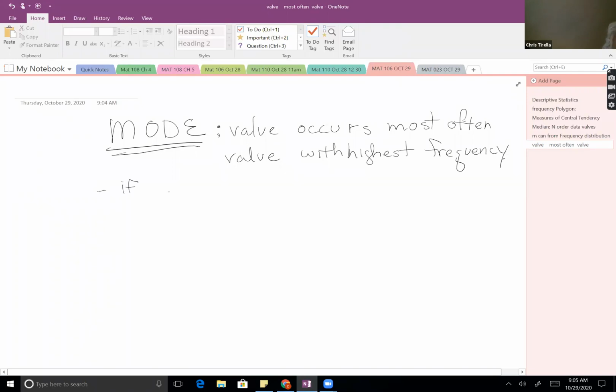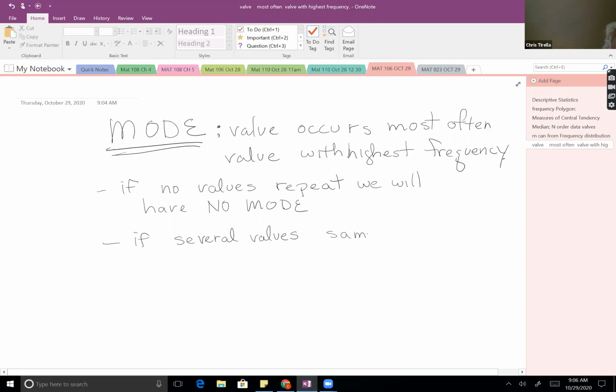If no values repeat, we can have a set with no mode. And if several values repeat, if several values have the same frequency, which is the highest, we can have more than one mode.